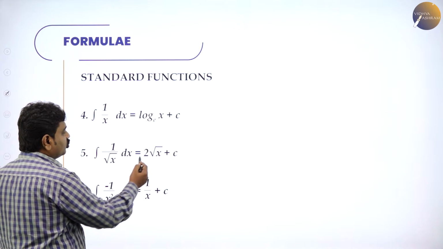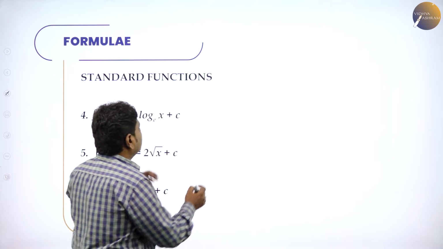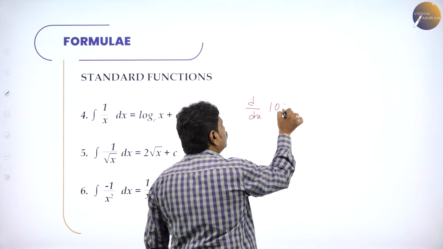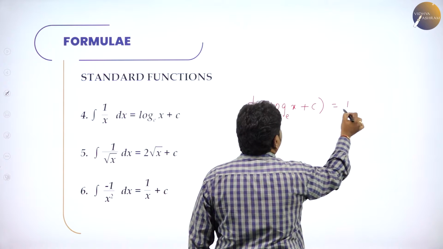Integration of 1 by root x is 2 root x. Integration of minus 1 by x square is 1 by x. So these are all anti-derivatives. Why? Because you know derivatives. What is d by dx of log x, my dear students? Derivative of log x plus constant, if I do, it will be 1 by x.